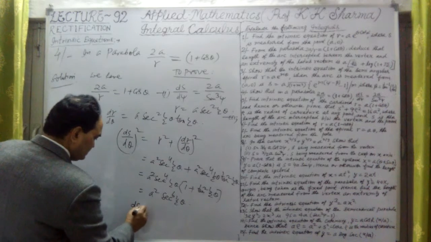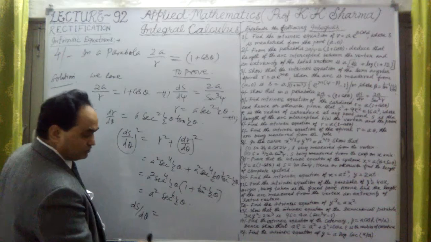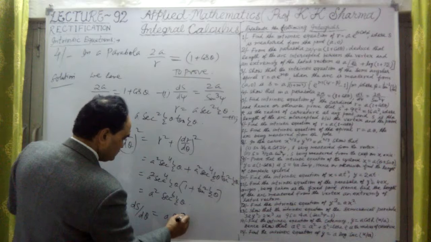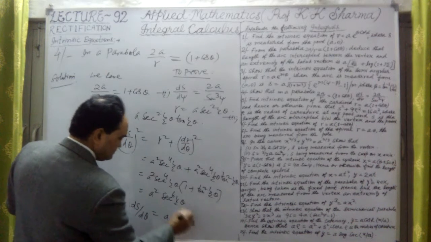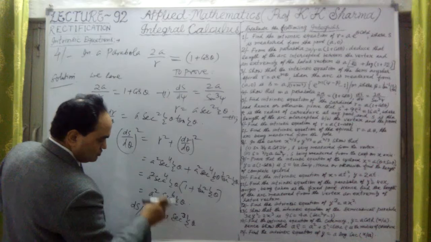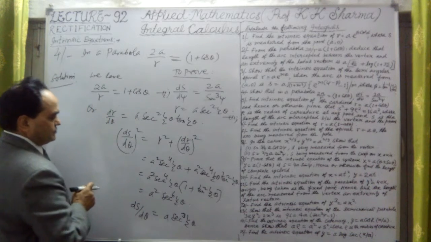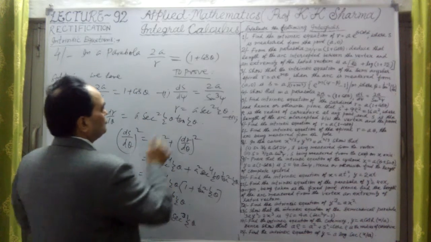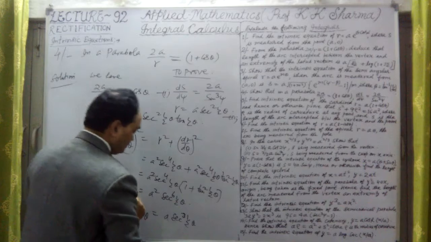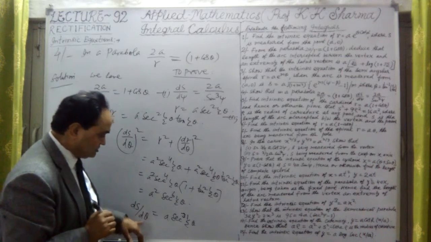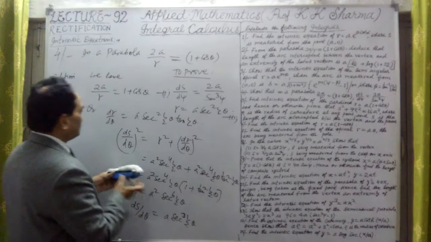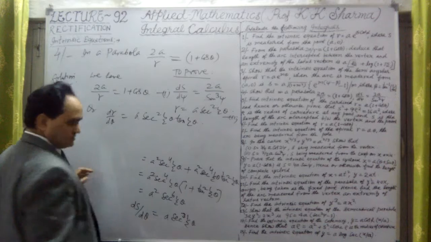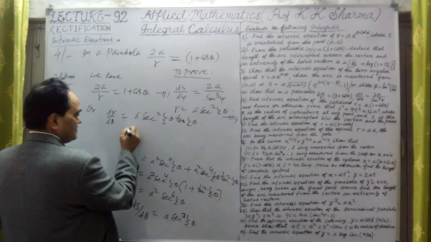Therefore, ds d theta, try to understand, is equal to a into secant cube half theta. So we have to calculate ds upon d psi. We have to prove that ds upon d psi is equal to this, but this is ds upon d theta. It means we need the relation between the psi angle and this value. Dr d theta is this. So we know what is tan phi.